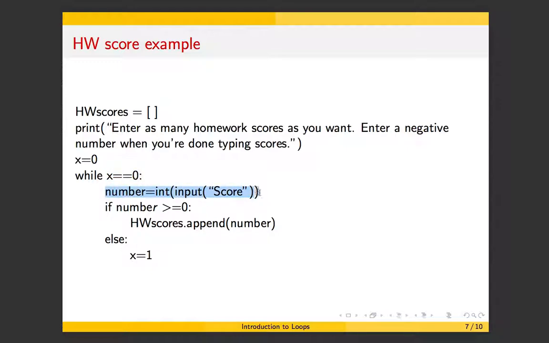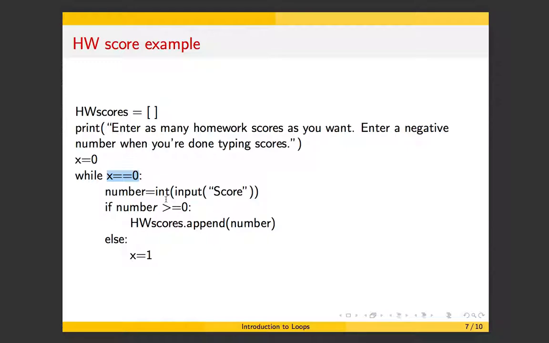Number equals input score, right? So now they can give you not a 7, a 30 or something. Well, 30 is bigger than or equal to 0, so you throw that 30 into the homework scores list. You don't even see this else. The loop code is now over, so you jump back up. Oh, well, x is still 0. The value of x didn't change.